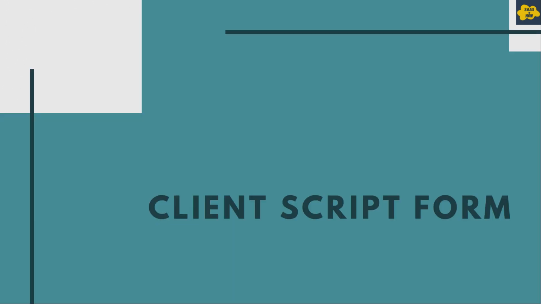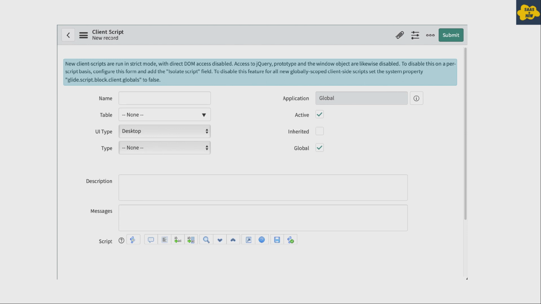Client script form. So let's see client script form and its field in ServiceNow. So here is the form of client script. So when you will create a new form, basically new record of client script, then you will see this particular form. And the first field of this form is name, where you can put the name of the client script you want to create.